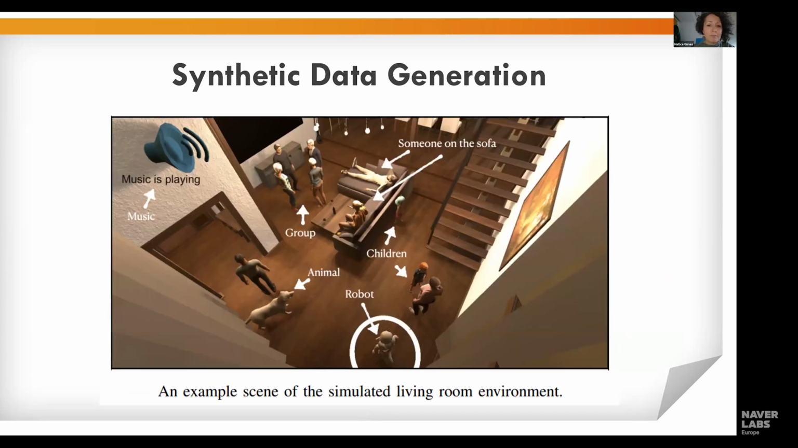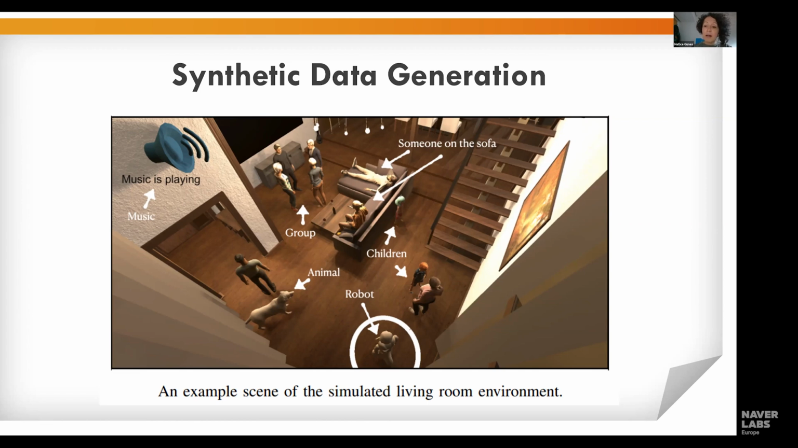And here you see a bit more in detail, just for demonstration purposes, particularly the living room environment, because it's much more challenging than considering, for instance, a bedroom or bathroom in a home setting. The living room environment really is the social space as well. So we can indicate whether the music is playing, whether there's an animal, and whether the robot operates around a circle or in the direction of an arrow.